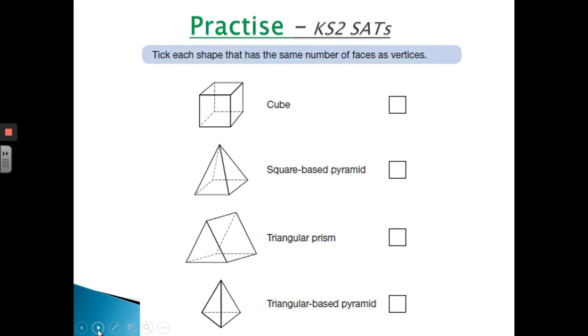Okay, let's have a bit of practice using what we've looked at. Here's a typical SATS question. Tick each shape that has the same number of faces as vertices. So an application of properties question, and I would say the answer is square-based pyramid and triangular-based pyramid. Square-based pyramid has 5 faces and 5 vertices, and a triangular-based pyramid has 4 vertices and 4 faces.